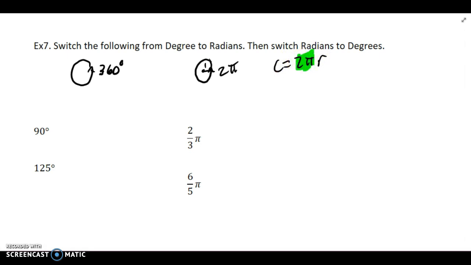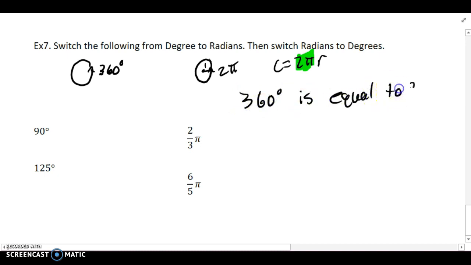So what they're saying is 360 degrees is equal to 2 pi. And so radians is another way of measuring rotation. So if I have 180 degrees, which is half of 360, then I just cut this in half. So 180 degrees is pi.